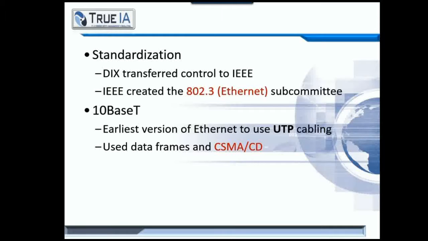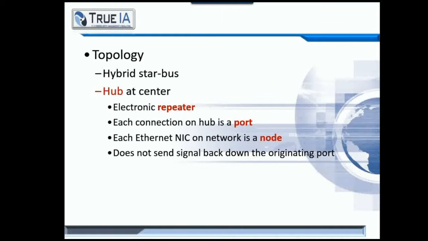Ethernet is based on CSMA/CD. I'll explain that a little bit later. We've already spoken about the topologies of network, such as the hybrid star bus, where you have a hub in the center, acting as the electronic repeater, and each connection on that hub is called a port, and each Ethernet NIC on the network is called a node. The way the hub works is it receives messages from every node on the network and then sends out those messages to every other node on the network.